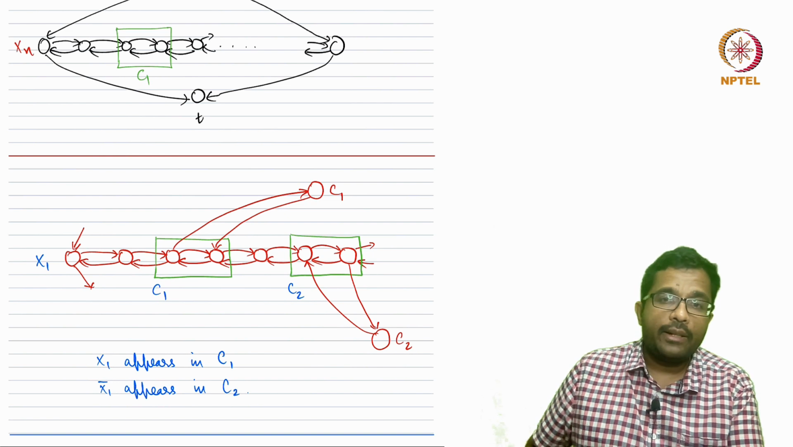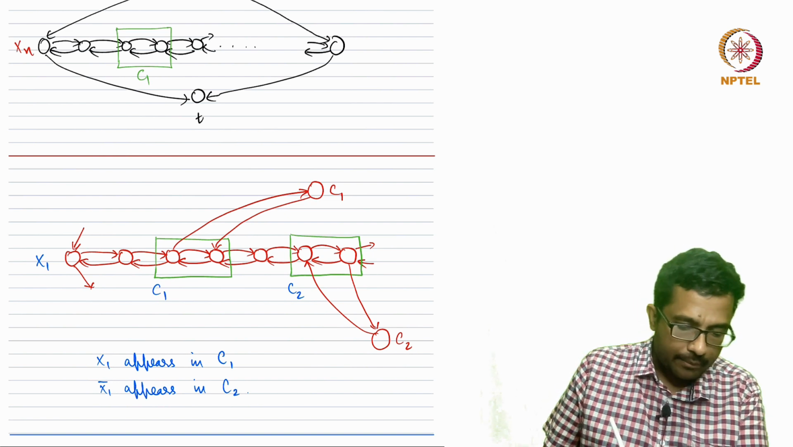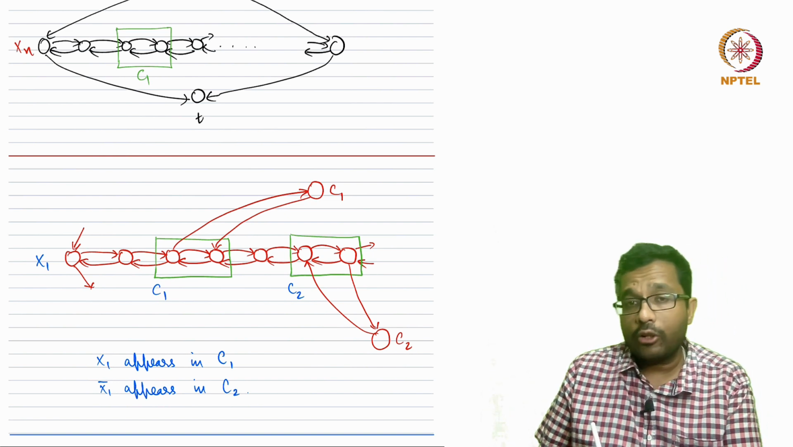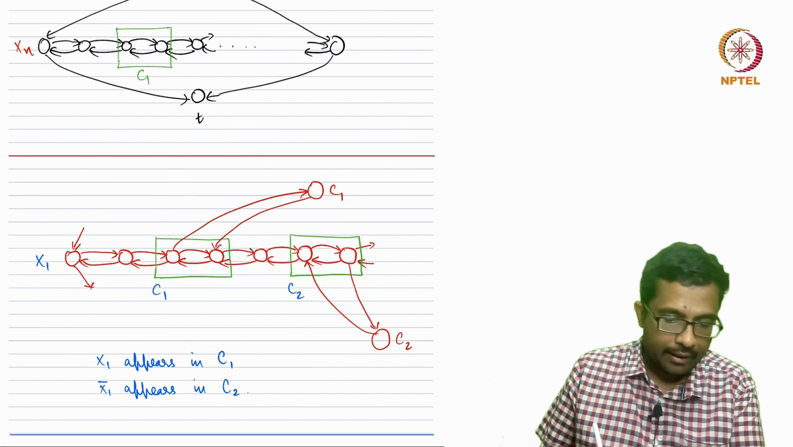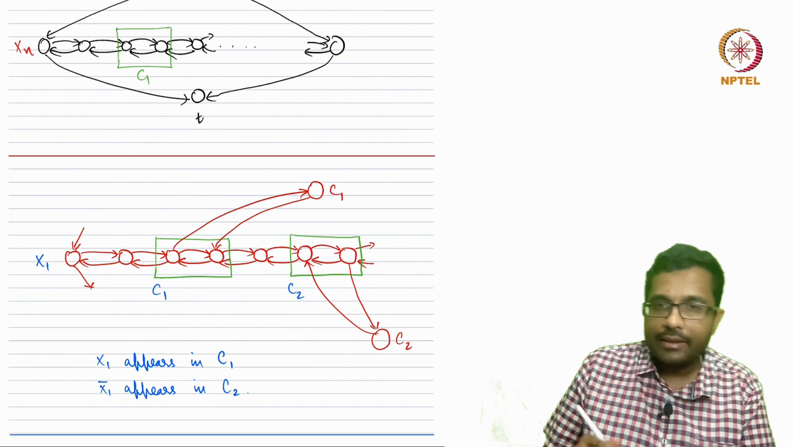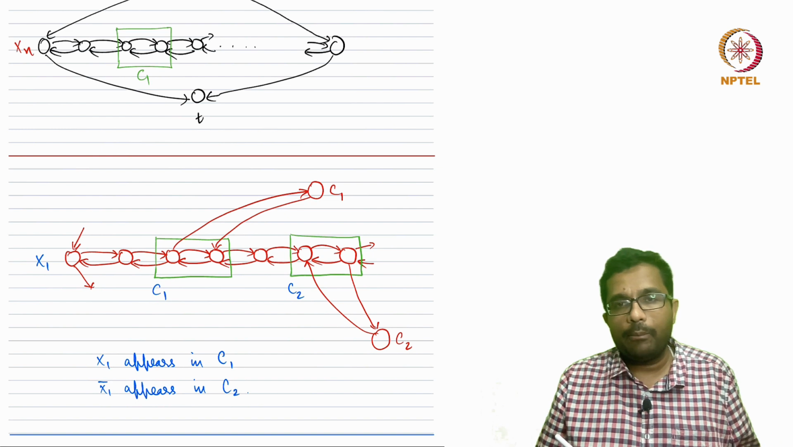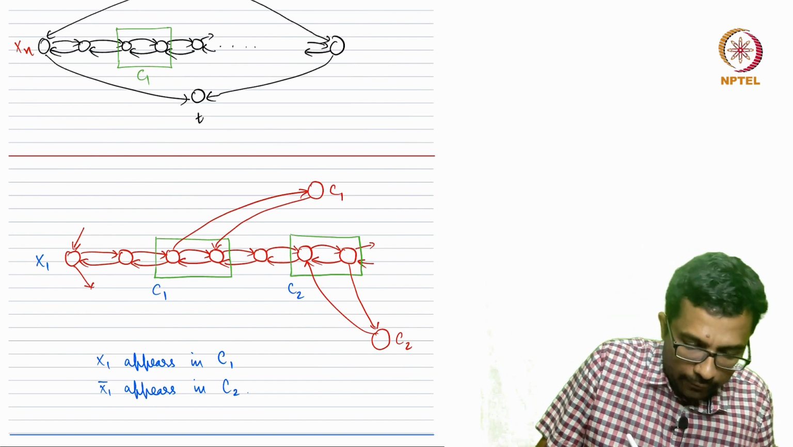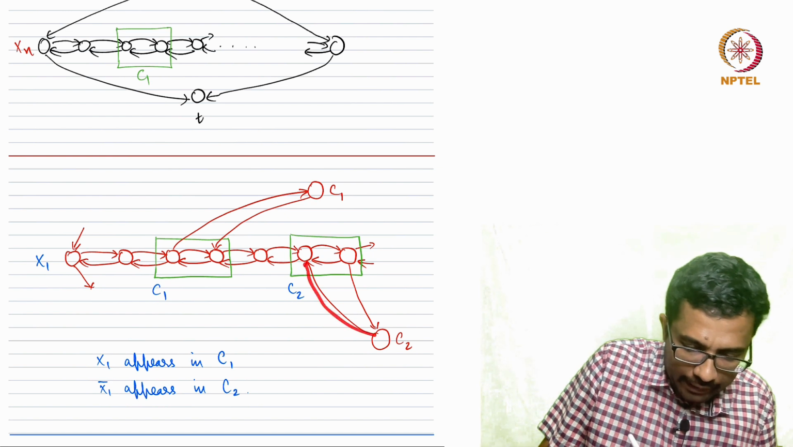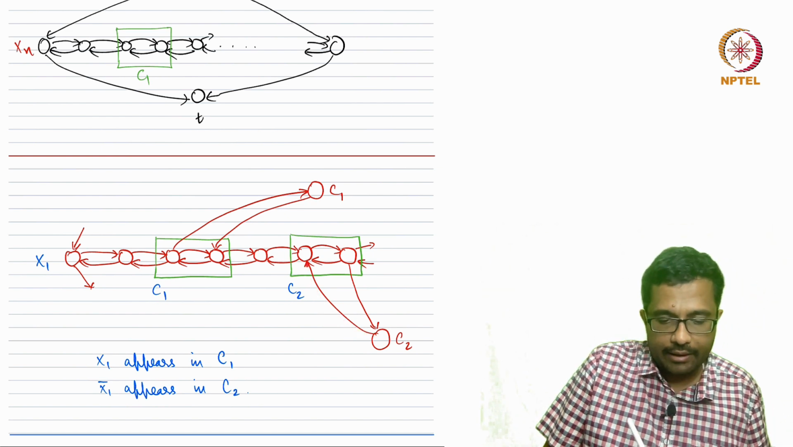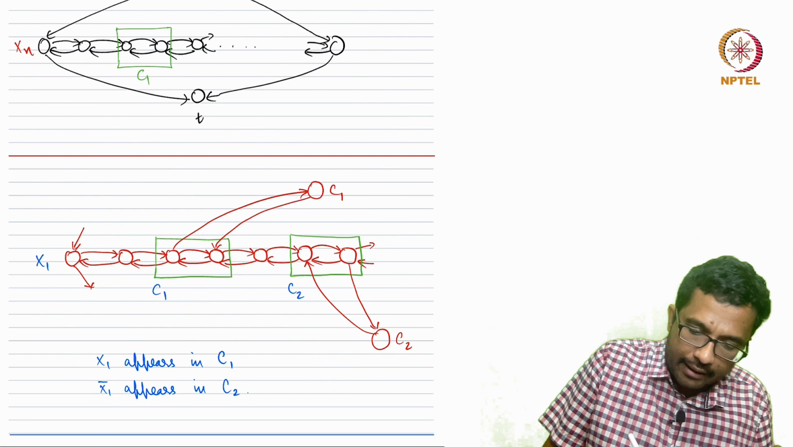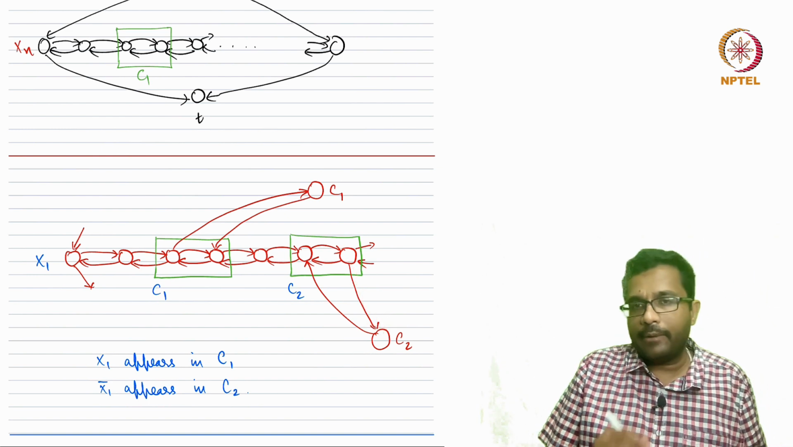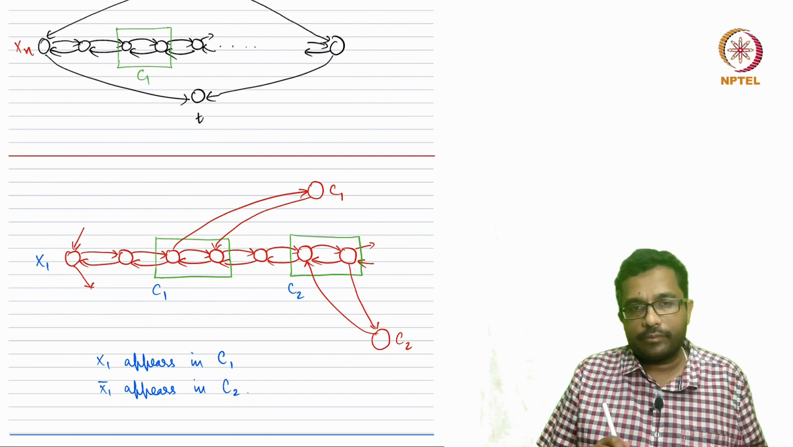If x1 appears in C2, we will do the same thing. But suppose x1 complement appears in C2. Then we do the same thing, but the only difference is that the order is reversed. For the first vertex, we put a directed edge from C2 to that first vertex in the box, and for the second vertex we put a directed edge from the vertex to C2.